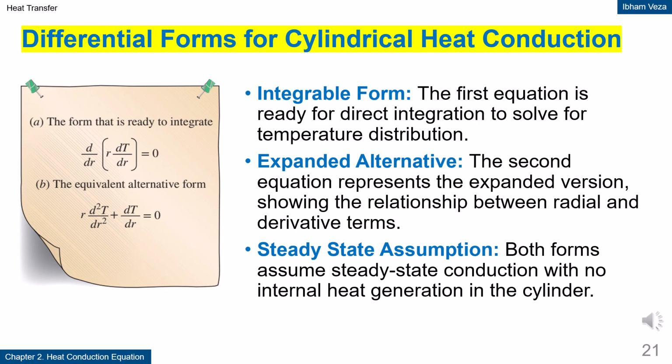Differential forms for cylindrical heat conduction. The cylindrical heat conduction equation can be written in a form that is ready to be integrated. Another form can be obtained by expanding the derivatives with respect to radius. Both forms are mathematically equivalent. The assumption used is steady-state condition without internal heat generation. From this equation, the temperature distribution in the cylinder can be obtained.